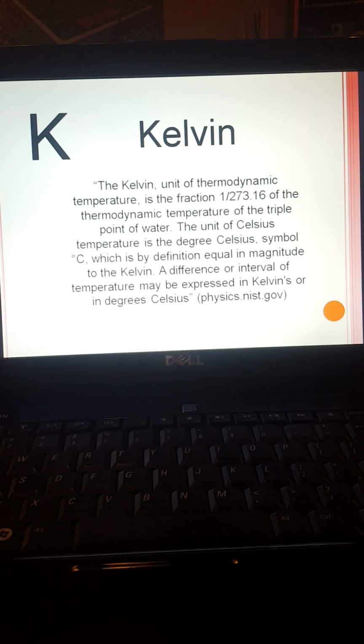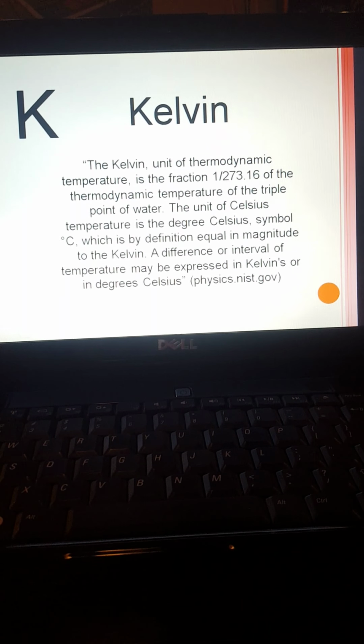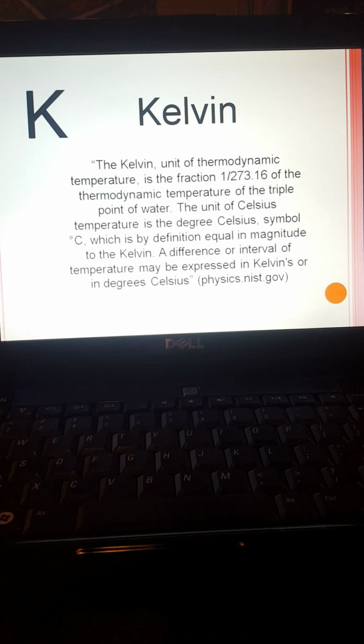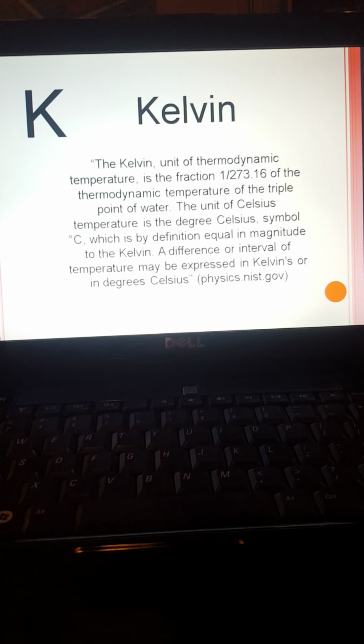Kelvin. The Kelvin unit of thermodynamic temperature is the fraction 1 over 273.16 of the thermodynamic temperature of the triple point of water. The unit of Celsius temperature is the degree Celsius, symbol °C, which is by definition equal in magnitude to the Kelvin. A difference or interval of temperature may be expressed in kelvins or in degrees Celsius.